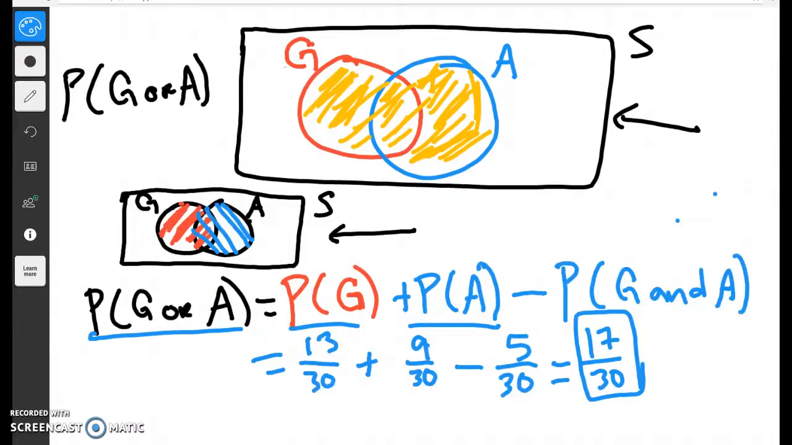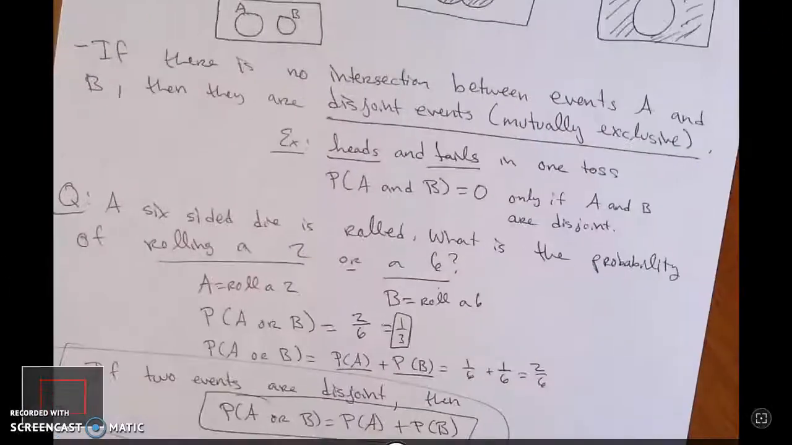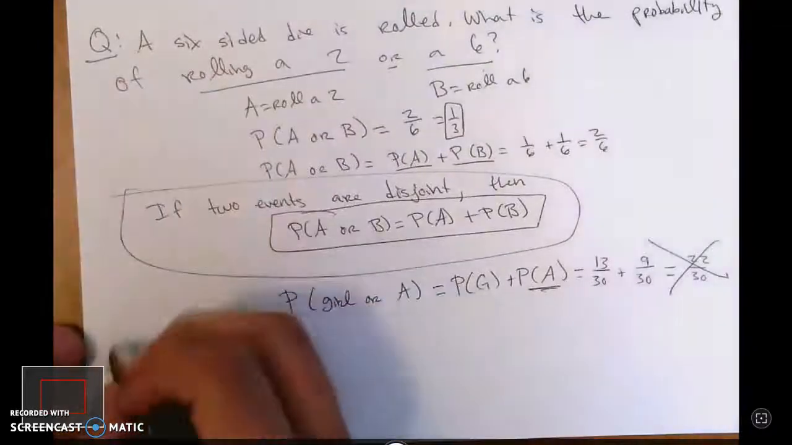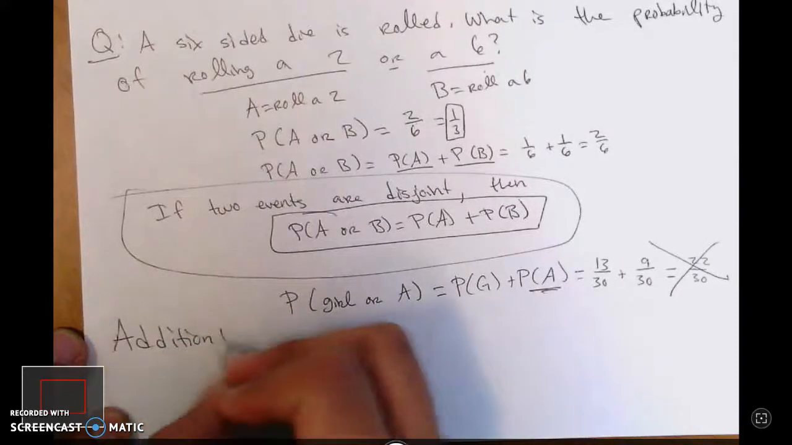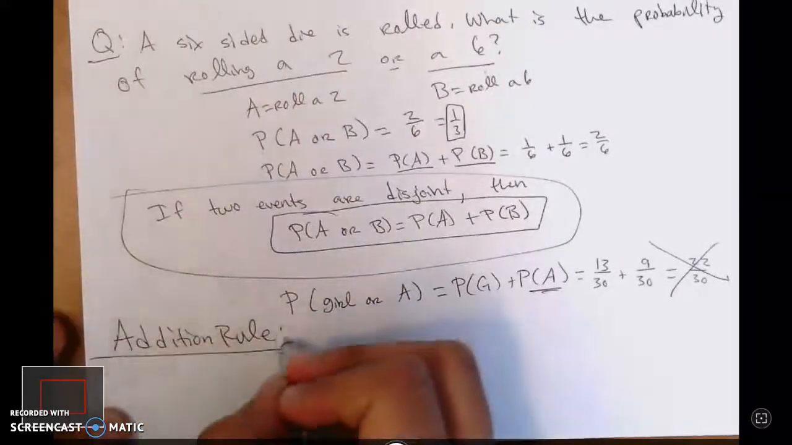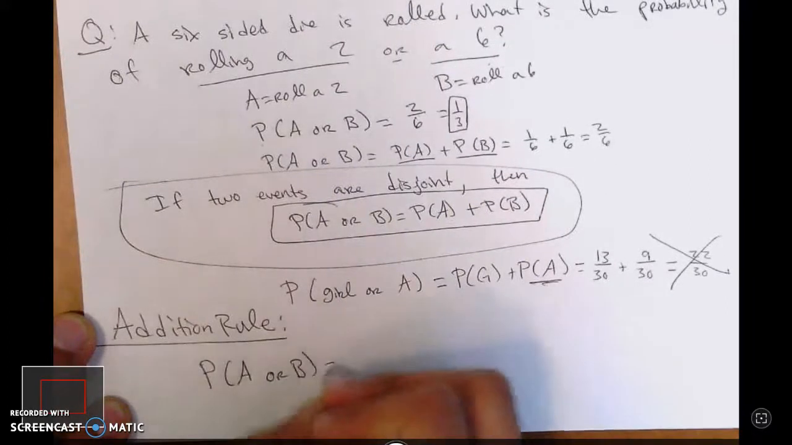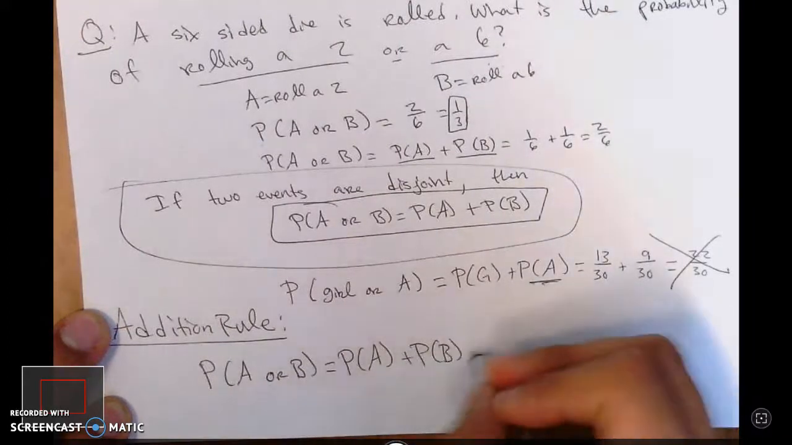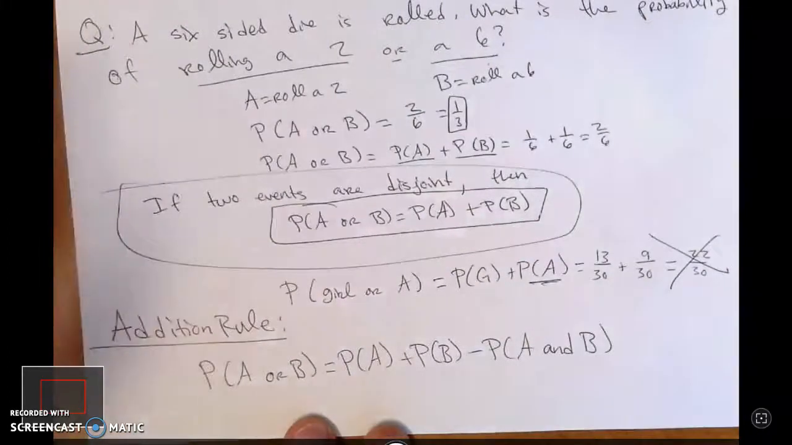We're just still learning. Now, this is actually called the addition rule. Let me go back to my little document over here so that you guys can all see. So what we just figured out is a new formula. This is what we call the addition rule. And the addition rule states that the probability of A or B equals the probability of A plus the probability of B minus the probability of A and B.